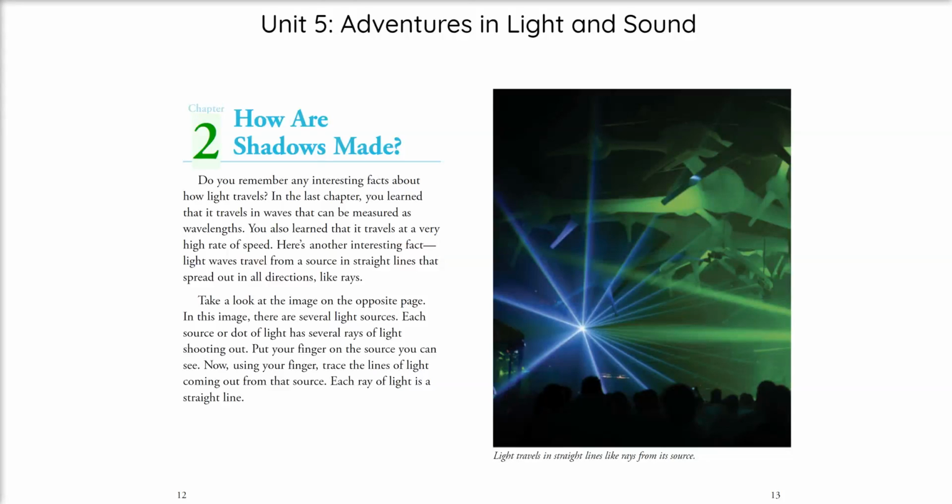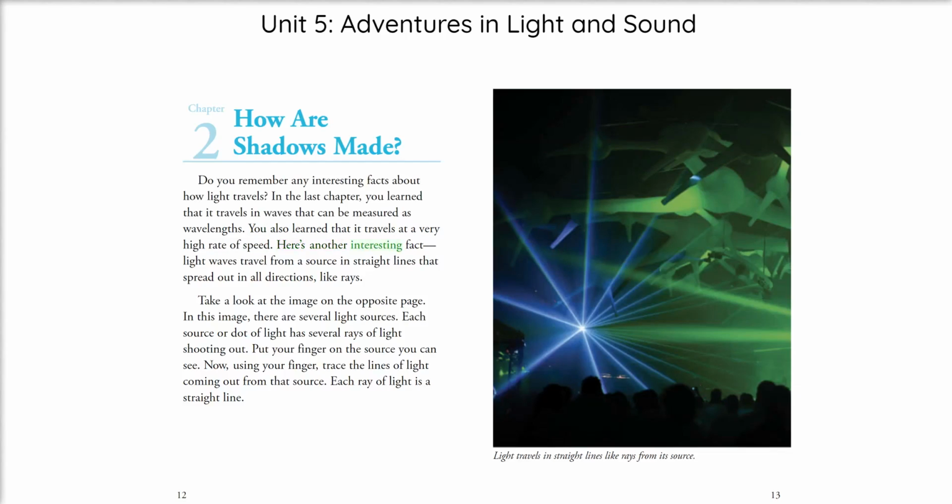Chapter 2. How are shadows made? Do you remember any interesting facts about how light travels? In the last chapter, you learned that it travels in waves that can be measured as wavelengths. You also learned that it travels at a very high rate of speed.